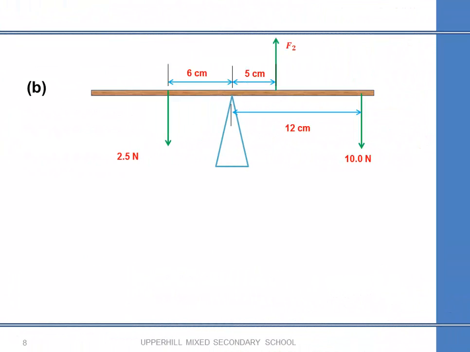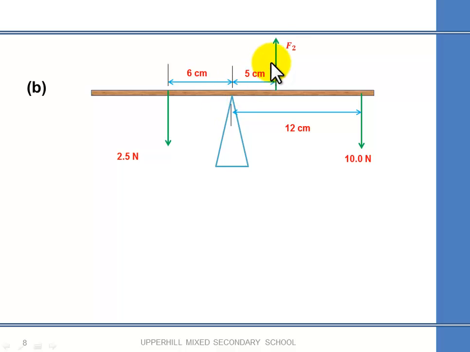As in the previous question, we need to determine the direction that each one of the three forces tend to turn the system about the pivot. This is the pivot. It is the turning point. It is the point about which the system turns.